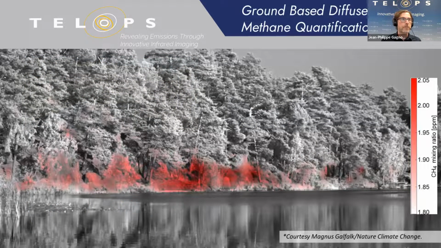So this is all great, but the examples I was presenting so far were all very localized releases. Here, I just want to show you an example of a diffuse emission. So methane here is not coming from a single point source, but it's coming from the lake. It's decomposition of organic material in the lake that produces the methane, and it bubbles up from the lake and mixes with the air afterwards.